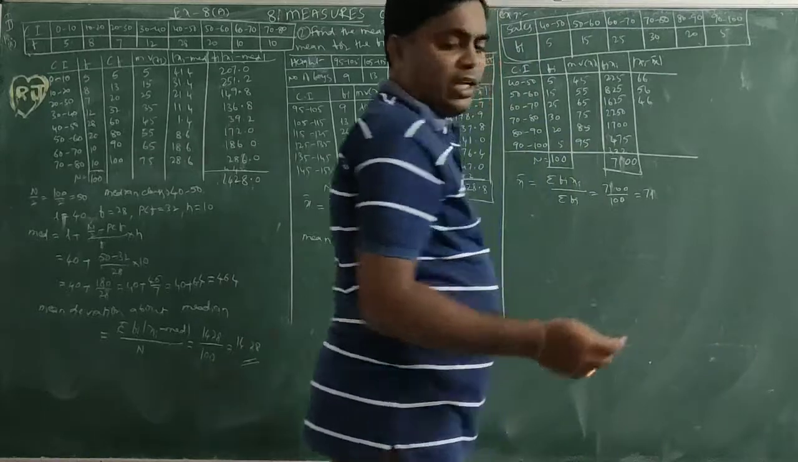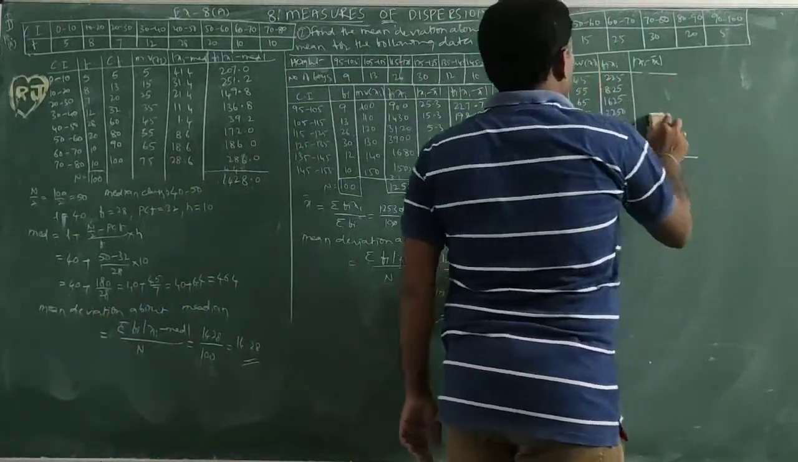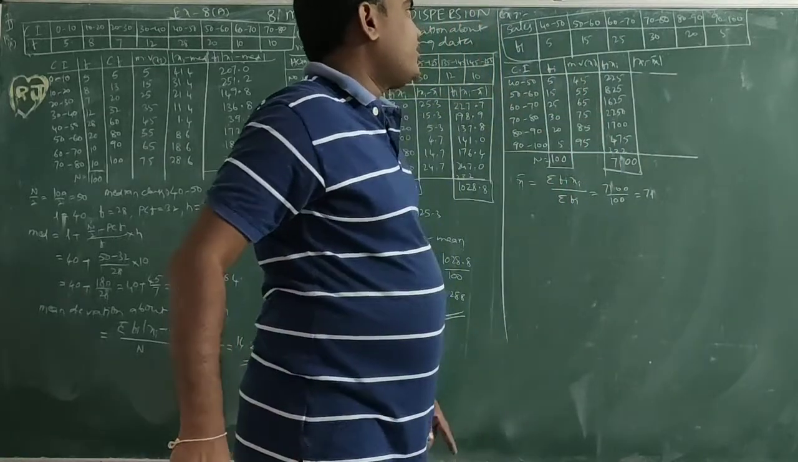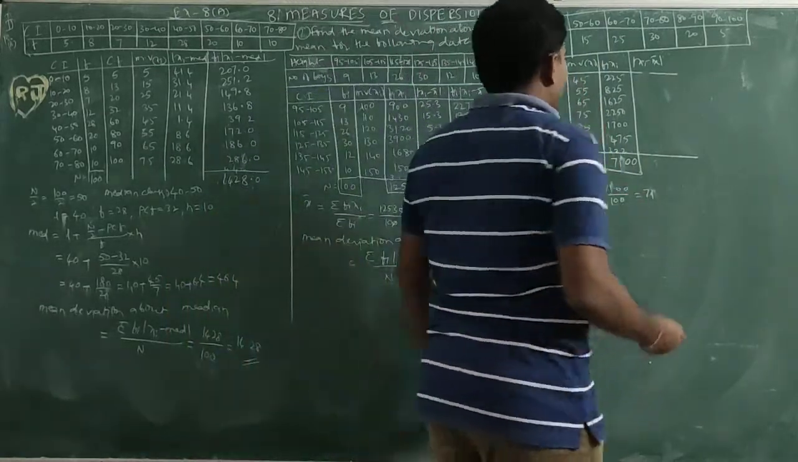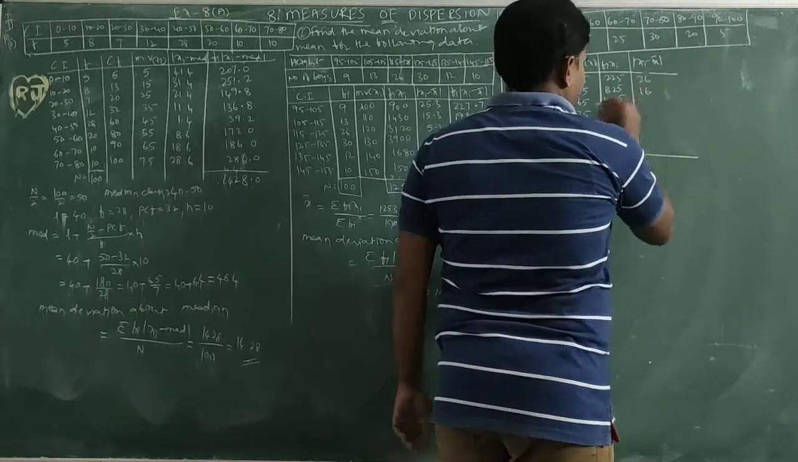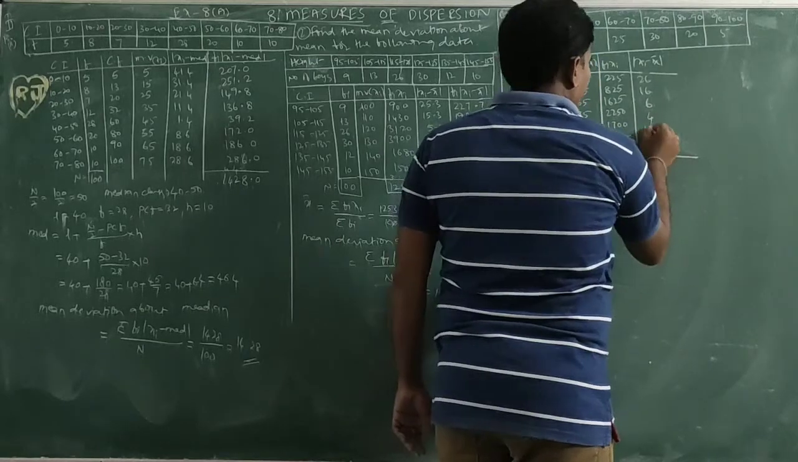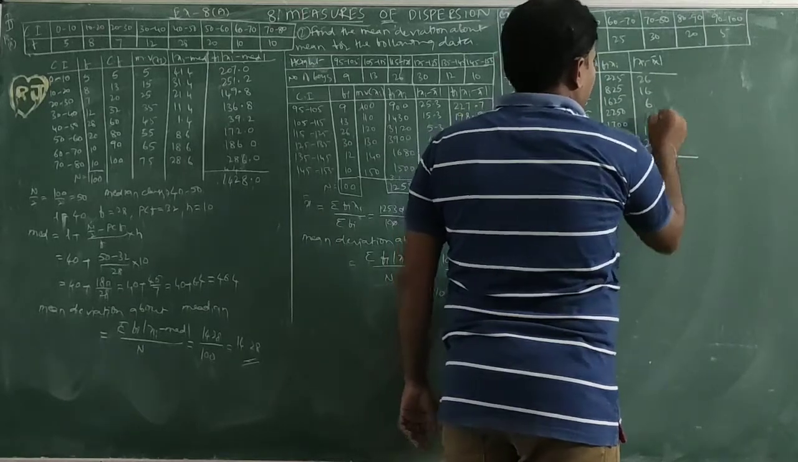Now actually I am not subtracting from the frequency. We need to subtract from xi. 45 minus 72 is 27, and the other values are 17, 7, 3, 13, 23.